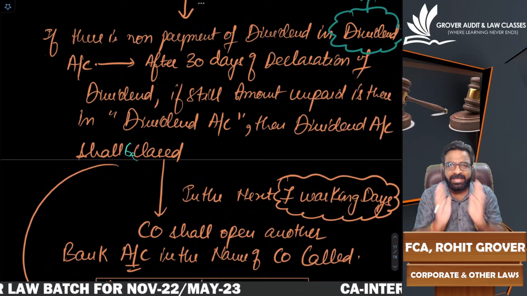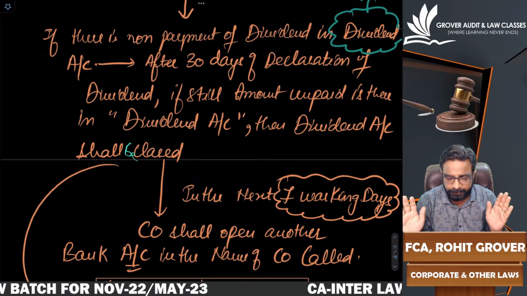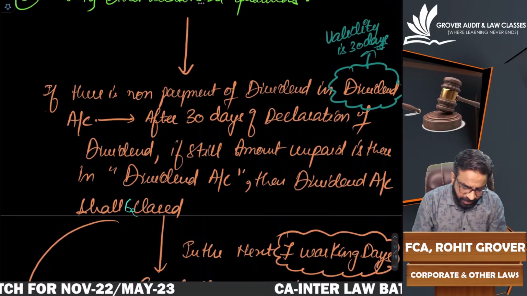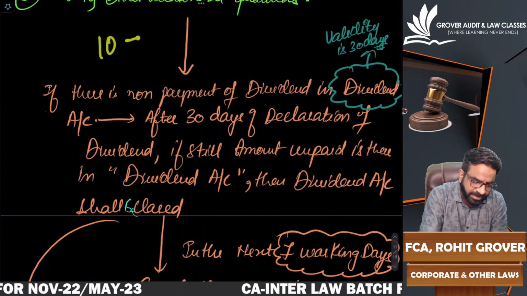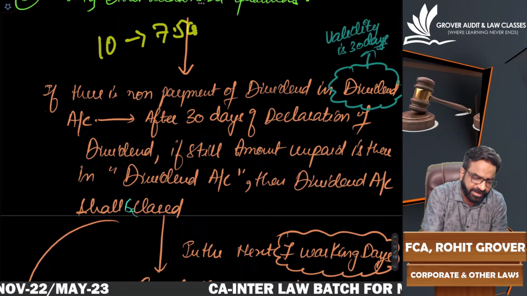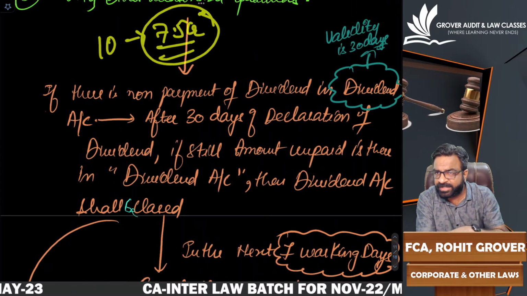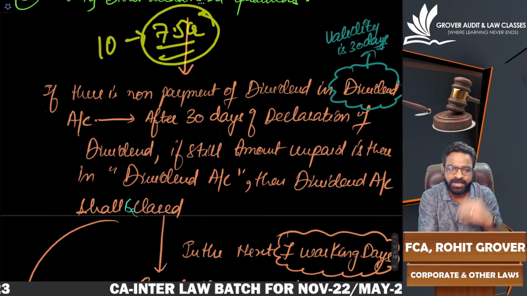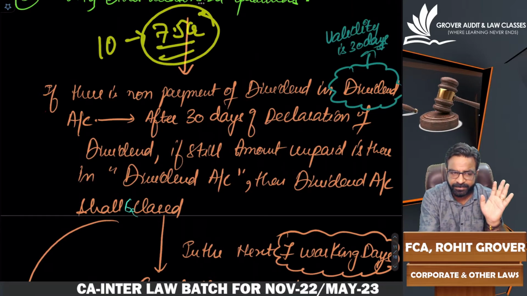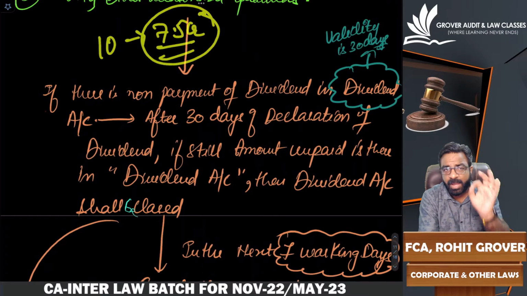Umel, 30 days are over. Am I correct? Out of 10 crores, 7.5 crores dividend is paid. Am I correct? Yes, sir. The company's fault is there, so the section 127 penalty has been imposed on the company. Is it clear? Yes, sir.